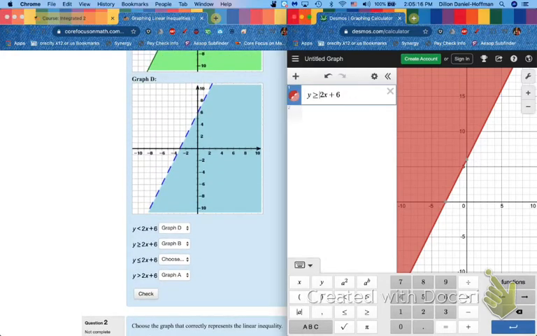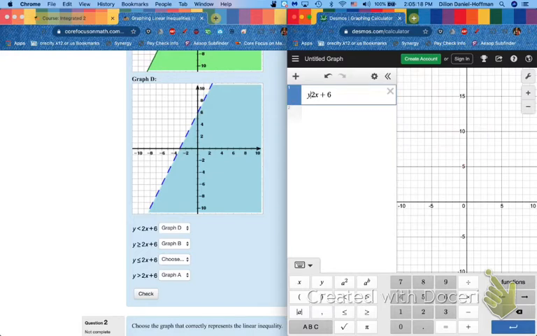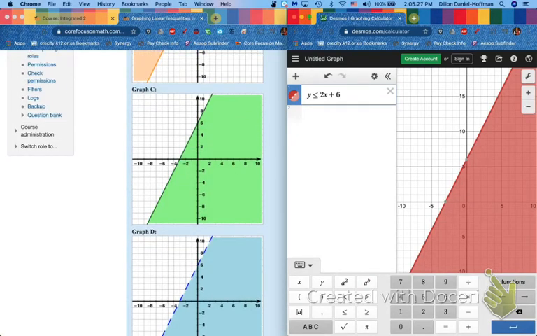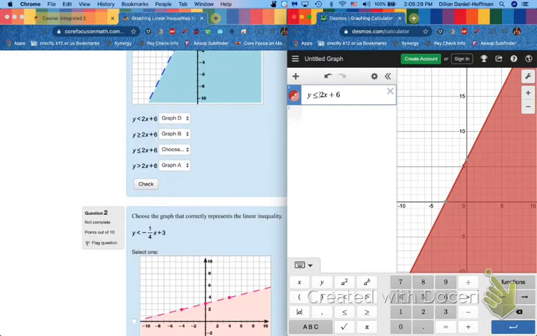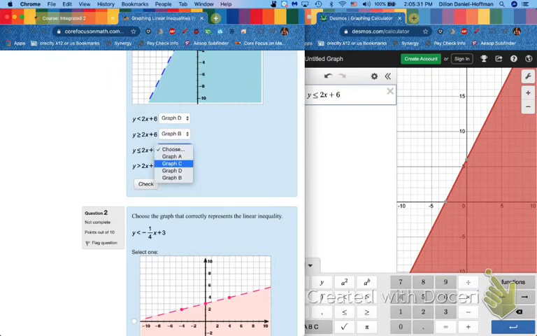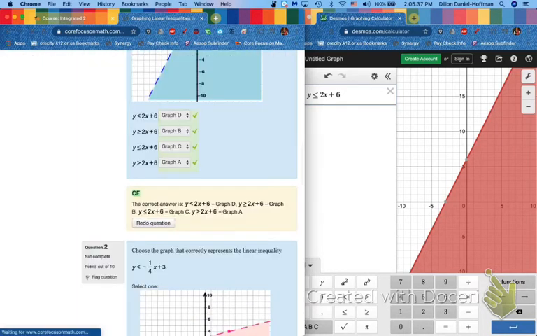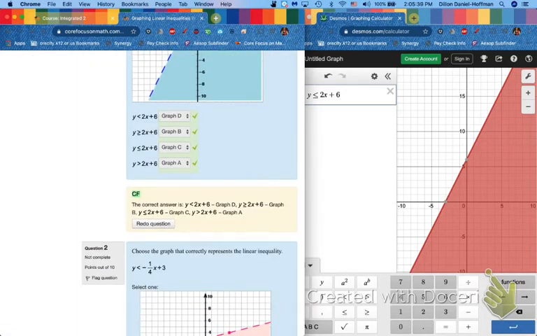And finally, by process of elimination, this is going to be C, but let's just make sure. Less than or equal to is a solid line shaded below. And that should match. Yep, C is in fact that in green. So I can just mark a C. All right, so that reviews all the types of graphs we have: dotted shaded below, dotted shaded above, solid shaded below, and solid shaded above.